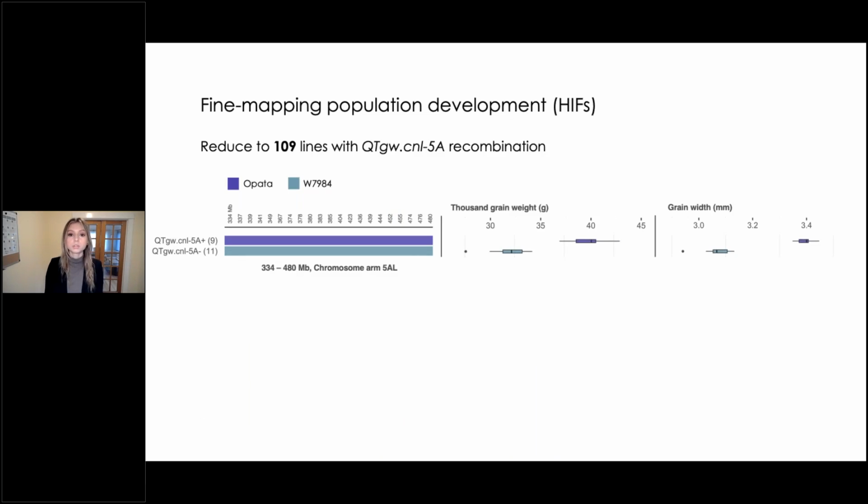And we ultimately reduced those 5,000 lines to just 109 lines that had recombination delimiting the QTL. Here, I'm just going to start with the positive and the negative controls, which have either OPATA alleles in purple or W7984 alleles in teal across this QTL region that we had identified on the long arm of chromosome 5A from 334 to 480 megabase pairs. And then to the right is the distribution of their respective 1,000 grain weight and grain width phenotypes, which for the OPATA alleles for the positive QTL variant control are associated with the greater phenotype values, and across the W7984 negative QTL control, we see that those individuals are associated with lesser phenotypic values.